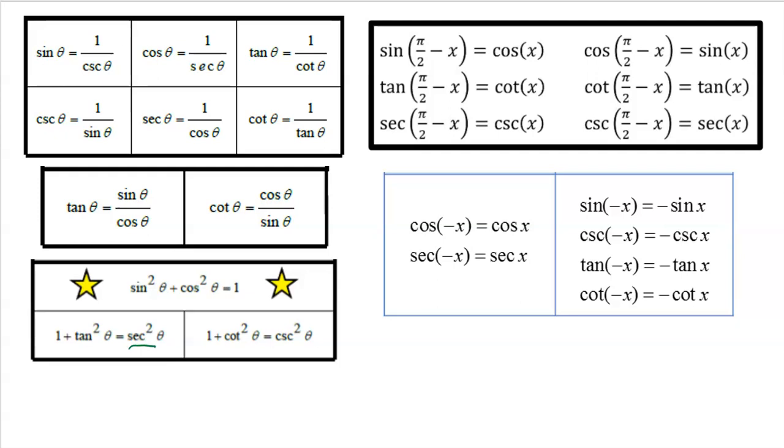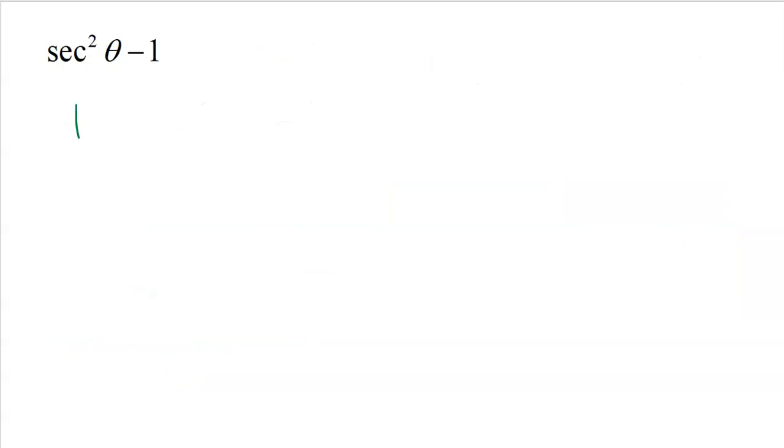Right? Identities are equations. You are allowed to manipulate these, move things from one side to the other. So if I take this one and subtract it over here, I get tangent squared of theta equals secant squared of theta minus 1. It's just another way of stating this exact same identity. So guess what? What is secant squared minus 1? That was my original problem. Bingo. Tangent squared of theta.